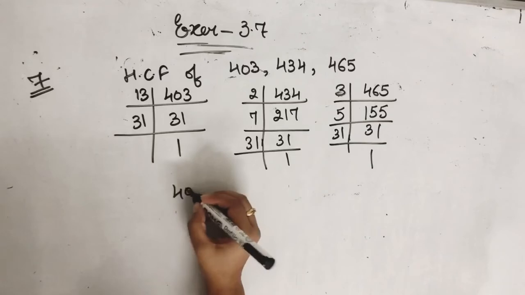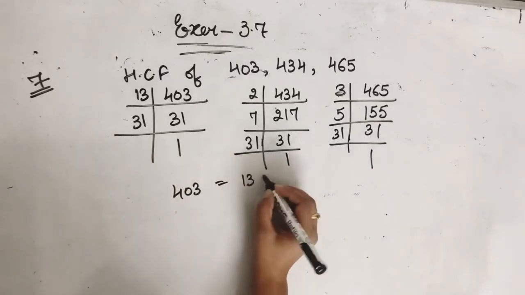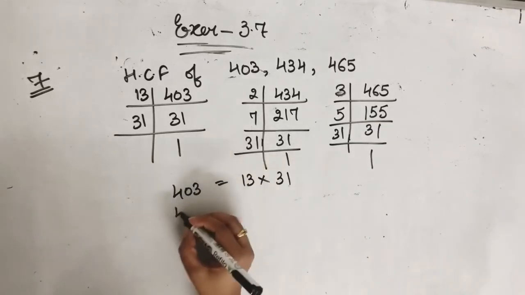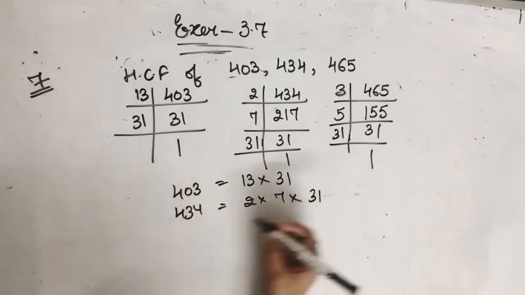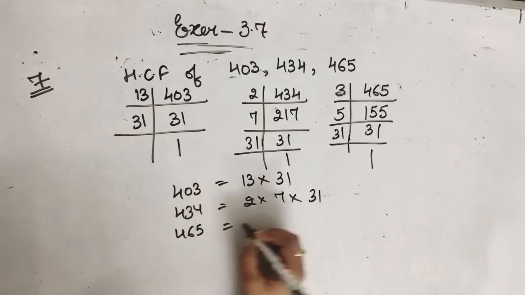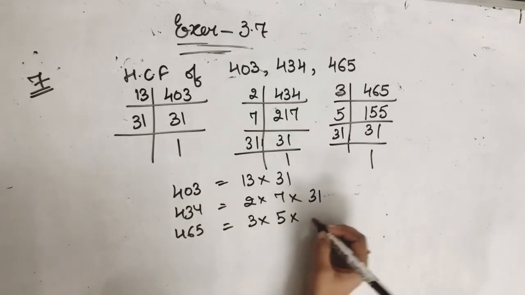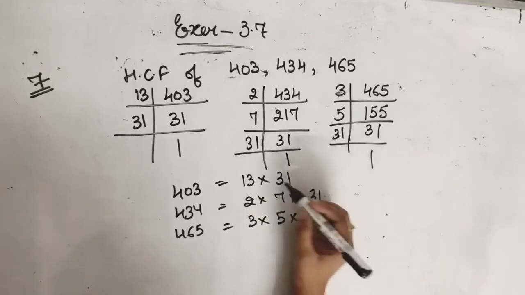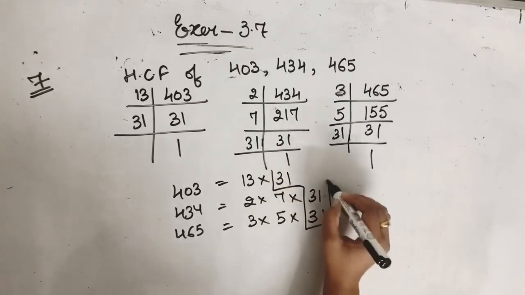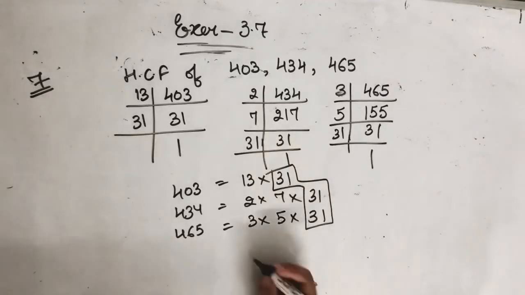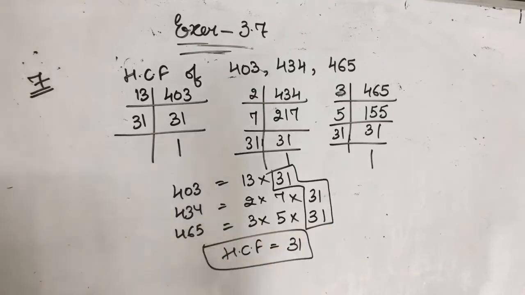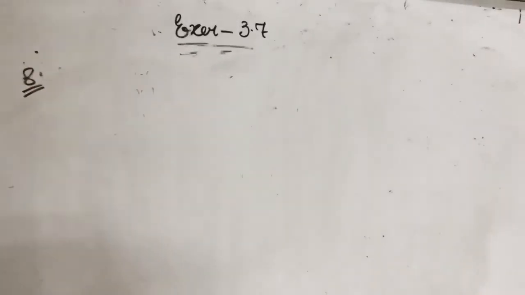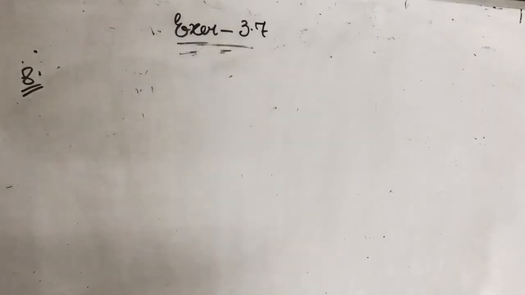So we will write the prime factorizations of all three numbers. 403 is 13 into 31. 434 is equal to 2 into 7 into 31. 465 is equal to 3 into 5 into 31. So which factor is common in all these three factorizations? 31. So the HCF of these three numbers is 31.